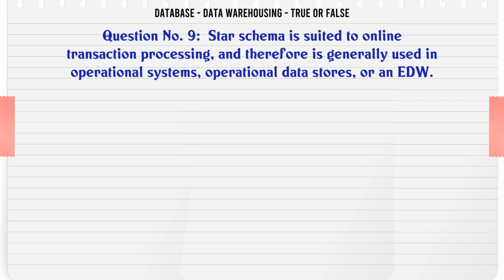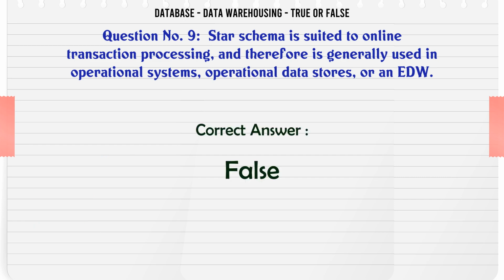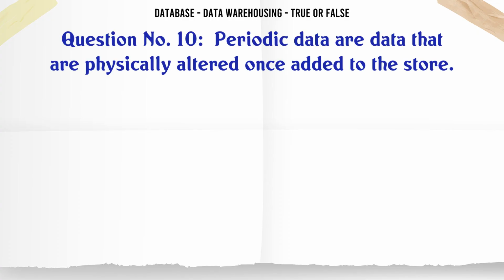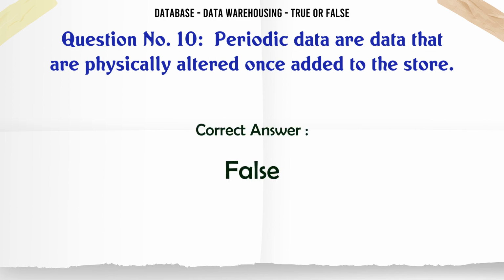Star schema is suited to online transaction processing and therefore is generally used in operational systems, operational data stores or an EDW. True or false? The correct answer is false. Periodic data are data that are physically altered once added to the store. True or false? The correct answer is false.